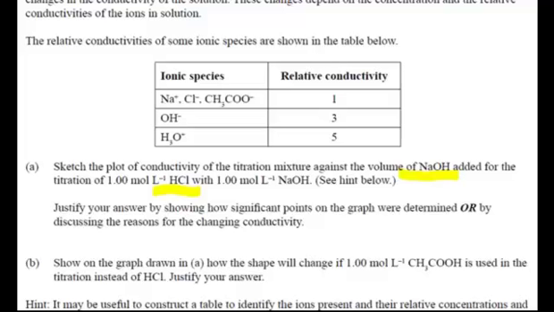Now we've been given some information on the relative conductivity. So chloride and sodium are equal to 1. Hydronium ion is equal to 5. And so we'll look at that with each in turn. We're not given a volume, so we can just work that on an assumption of a volume. So let's have a look.